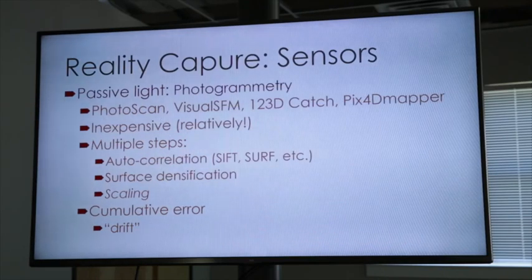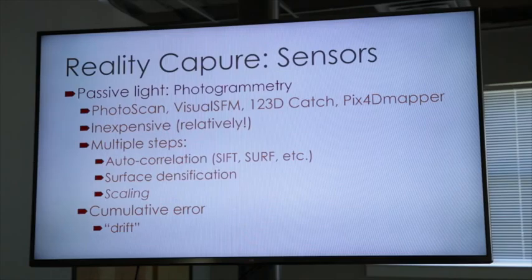And then we have passive light sensors, those that are using available light, which is basically photogrammetry. And so we've got software like Agisoft Photoscan, Visual SFM, 123D Catch, Pix4D, and this technique is relatively inexpensive today.